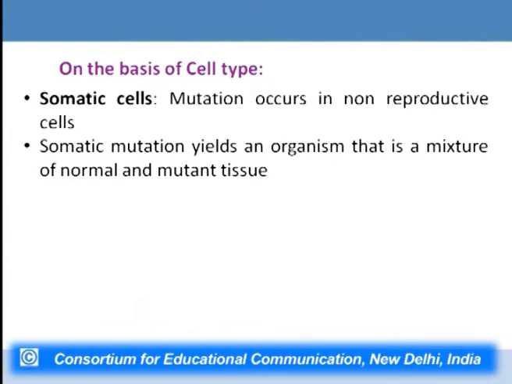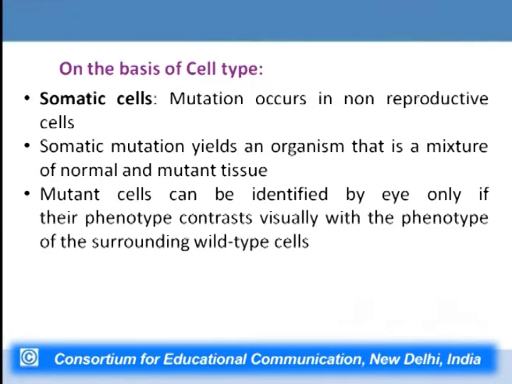Now, somatic mutation will yield an organism which is a mixture of normal and mutant tissue, because only the cells which are having the mutant gene and their progeny will be having that particular mutation. The rest of the organism would be wild type or normal. Now, mutant cells can only be identified by the eye if the phenotype is distinct and it contrasts visually with the surrounding wild type cells phenotype.